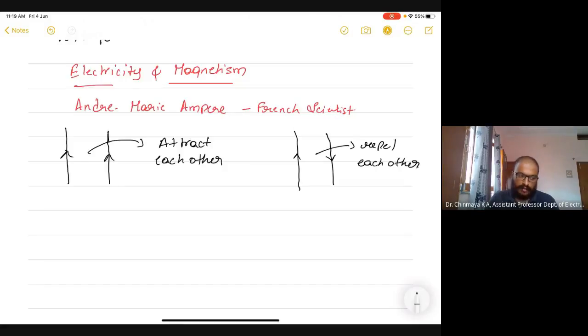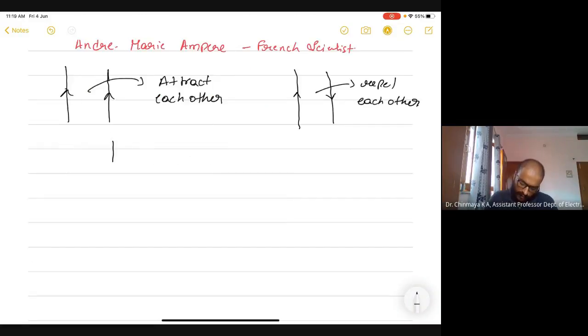This is what he observed, and he tried to deduce why two current carrying conductors in the same direction attract each other and two current carrying conductors in the opposite direction repel each other. So what he observed is that when we have a current carrying conductor, there will be a magnetic field induced across it. If you consider it three-dimensional, there will be a magnetic field across that current carrying conductor.